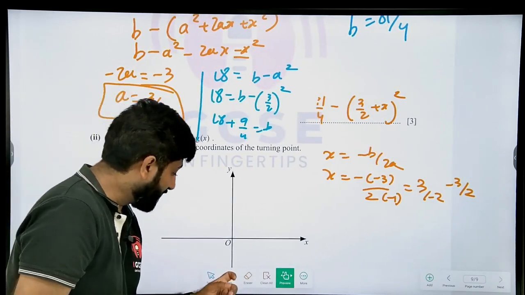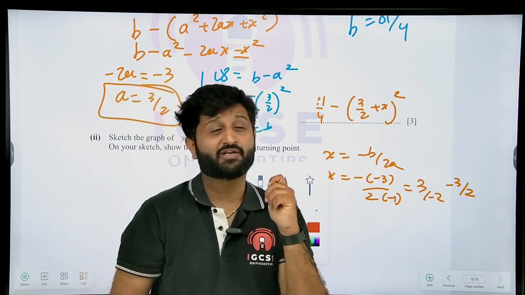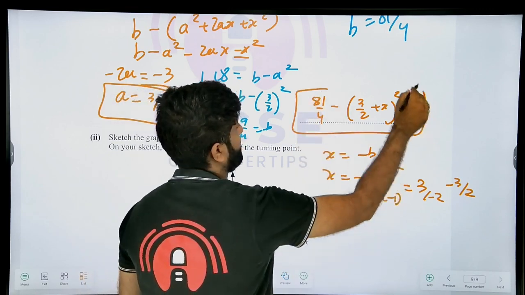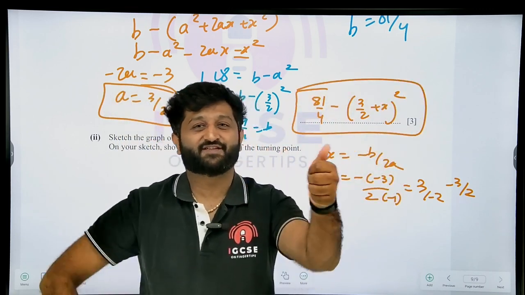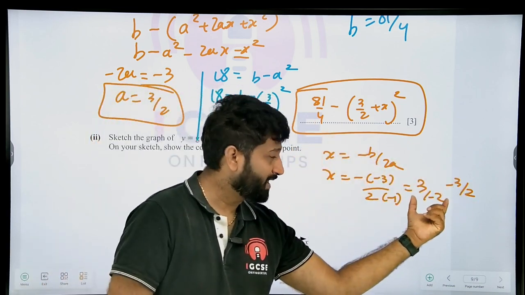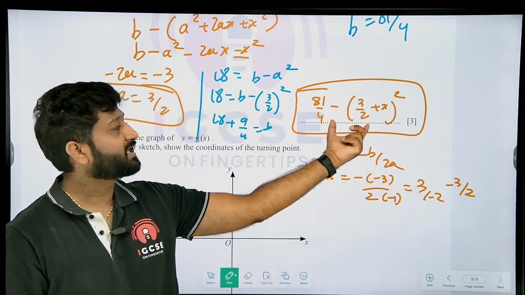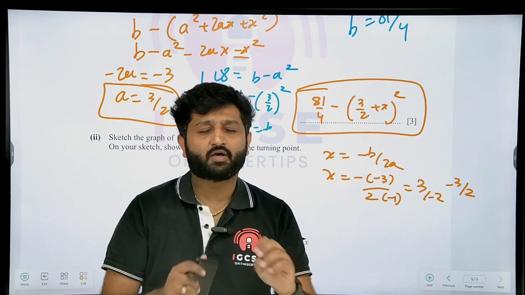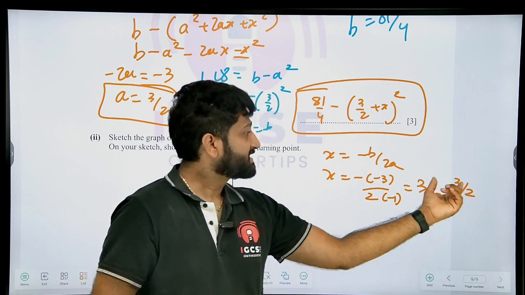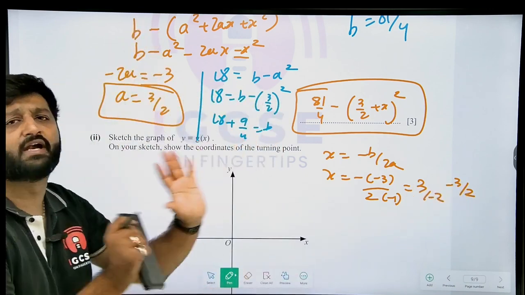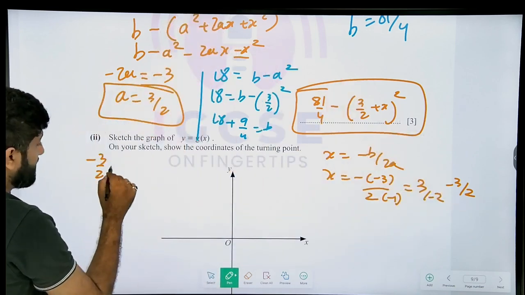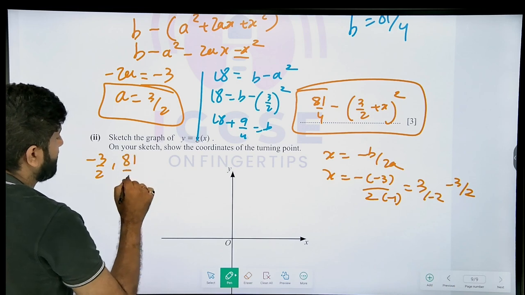Guys, just a small help. You can also find the turning point using the completing the square method, right? There are 3 ways to find turning points. First is dy by dx. The second is minus b by 2a. And the third is by using completing the square. Now, if you don't want to get into all this hassle, you simply do dy by dx equals 0. Find the value of x, substitute the value of x in the main equation, and you will get your y. So when you substitute the value of x in the main equation, you will get the answer 81 by 4.